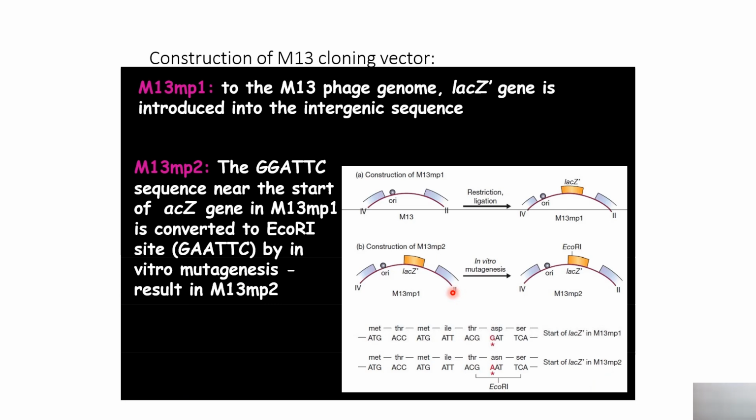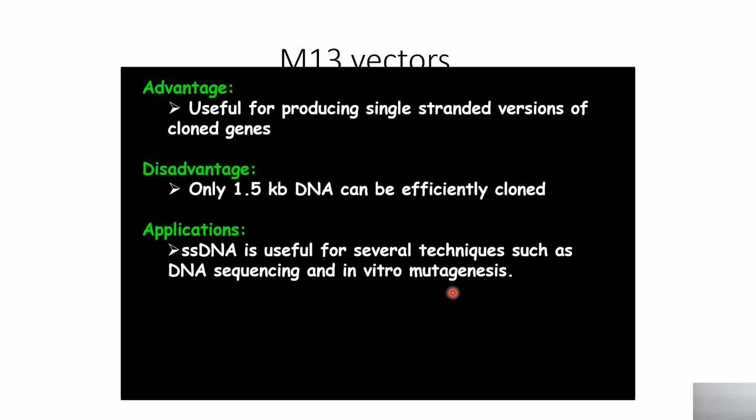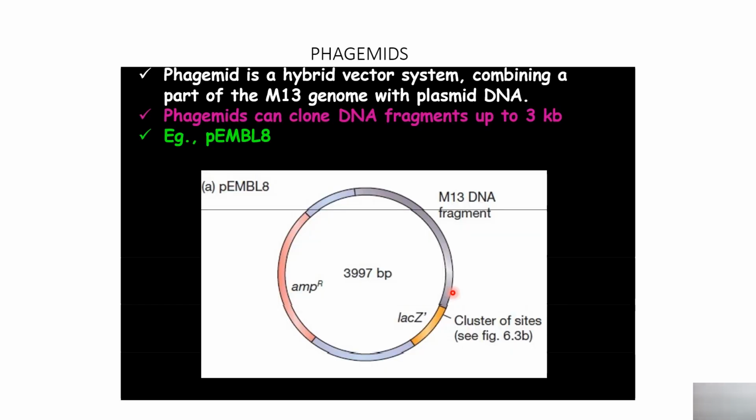So, construction of the M13 cloning vector. The lacZ prime gene is introduced into the intergenic sequence. The GGATTC sequence near the start of the gene is converted to an EcoRI site by in vitro mutagenesis. So M13 vectors are useful for producing single-stranded versions of cloned genes. The disadvantage is that only 1.5 kb of DNA can be cloned, and single-stranded DNA is useful for several techniques such as DNA sequencing and in vitro mutagenesis.